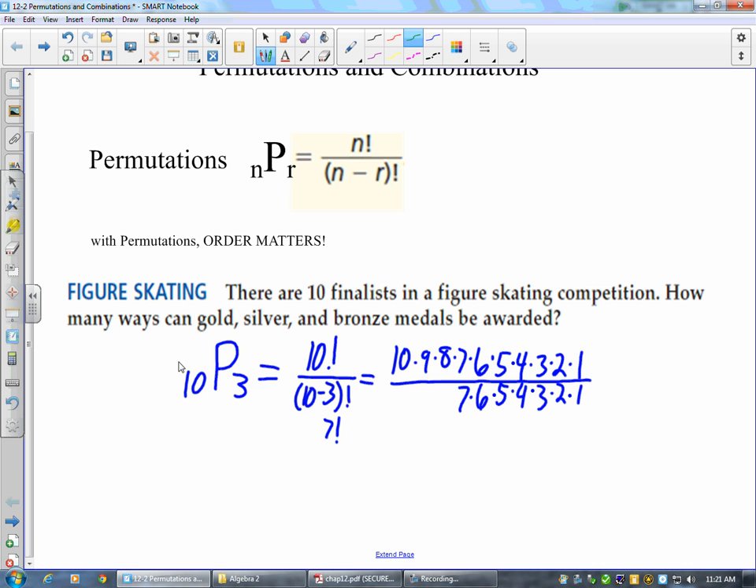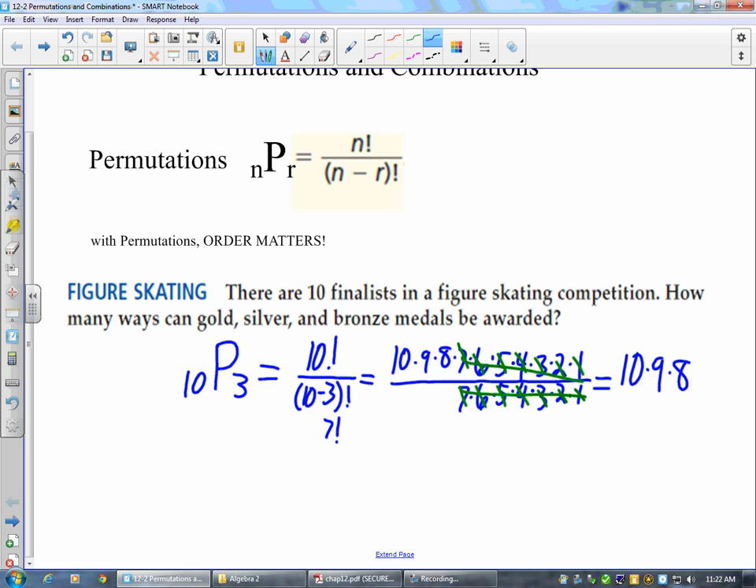So when I'm looking at this and I want to simplify it, do you notice how a 7 on top cancels a 7 on the bottom, a 6 on top cancels a 6 on the bottom? Same with the 5s, 4s, 3s, 2s, 1s. The whole thing cancels out. And all that's left to multiply together is 10 times 9 times 8.